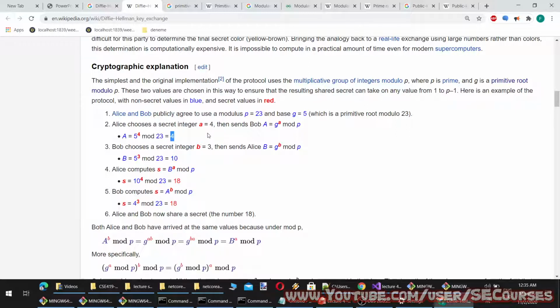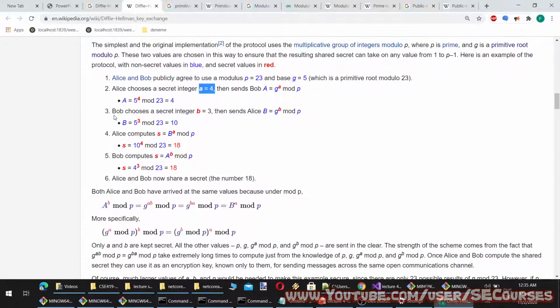Okay. And its chosen secret integer was also 4, as you can see. Then Bob chooses a secret integer b equals 3 and sends Alice B equal to g^b mod p, and this time the result is 10. Okay, so Alice computes s equals B^a mod p, which is equal to 10^4 mod 23, equal to 18. So the Alice computation is 18.